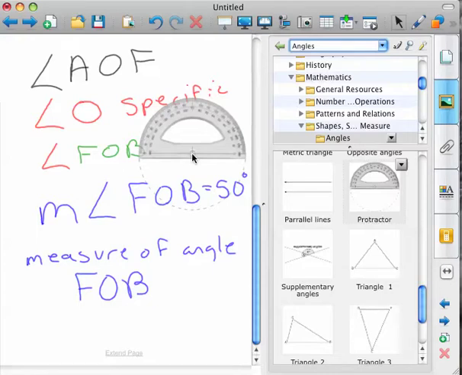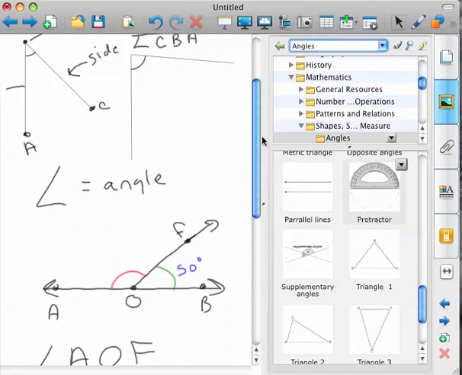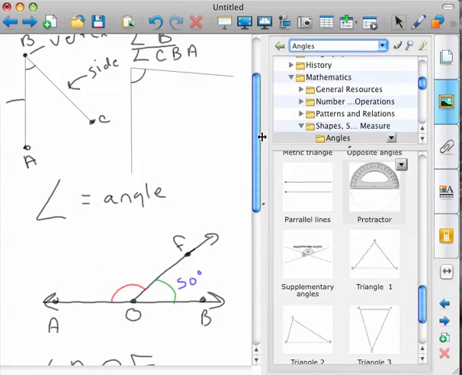And hopefully now you understand just the symbols of labeling an angle, so that when somebody says, hey, what'd you get for angle FOB, you can say, well, the measure is 50 degrees. And that is how you name angles symbolically in geometry. Hope it helps. If you're teaching this stuff, don't ignore teaching it to the kids.